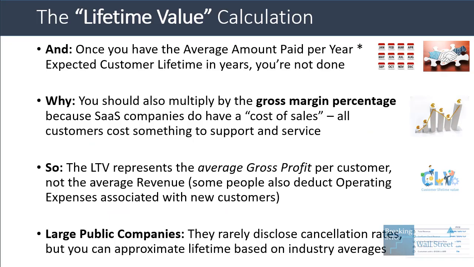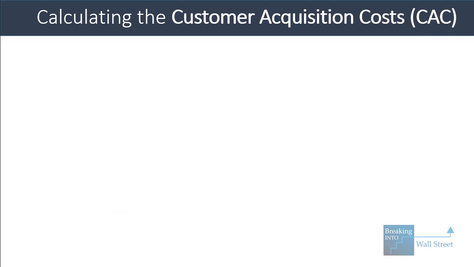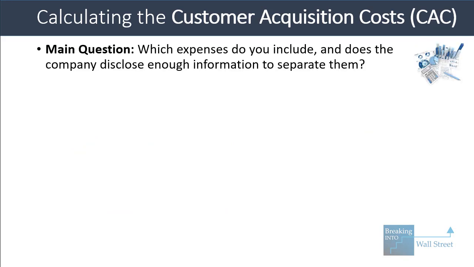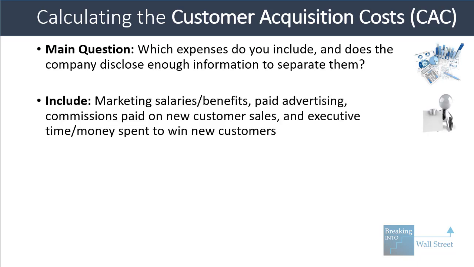That's lifetime value. Let's go now to the next part and talk about customer acquisition costs. The main question here is which expenses do you include, and does the company actually disclose enough information for you to separate these out and include them in your analysis? So you definitely want to include marketing salaries and benefits, paid advertising, commissions paid to sales reps on new customer sales, and any executive time and money that is spent to win new customers.